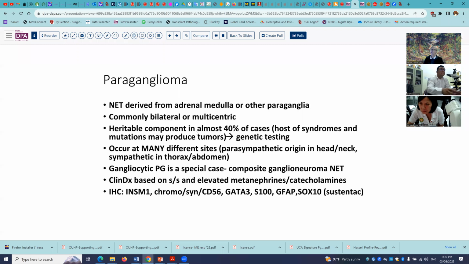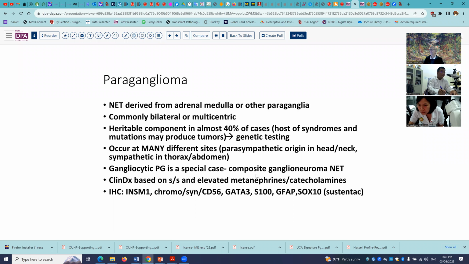But interestingly, a large portion of these are associated with heritable syndromes, whether that's multiple endocrine neoplasia or neurofibromatosis or other syndromes. And so when we encounter one of these patients, they probably should undergo genetic testing. Now, most of the ones that occur in the head and neck are involving parasympathetic ganglia, whereas in the thorax and abdomen, it's the sympathetic ganglia that are involved.